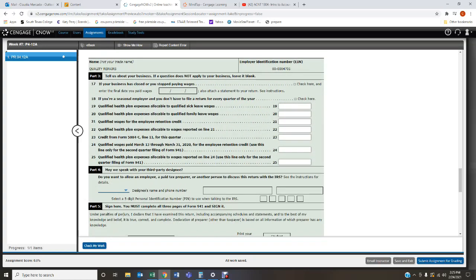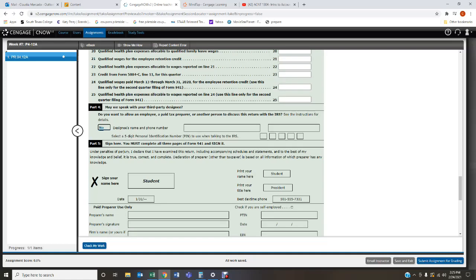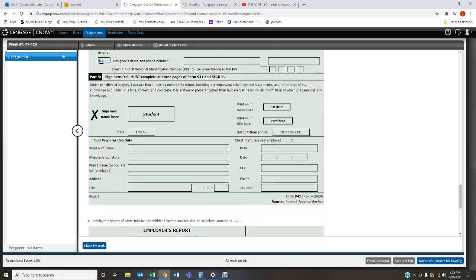Now part 3, tell us about your business. If a question does not apply, leave it blank. None of this applies to our business. We're not closing down. We're not seasonal. We don't have any additional sick leave, none of that nature. So part 3, we're going to skip it unless it's otherwise noted on the assignment. Part 4, may we speak with a third-party designee? And the answer is no. We don't want them talking to anybody but the person responsible for the form. Then it is signed by the president down here. So that is it for Form 941.